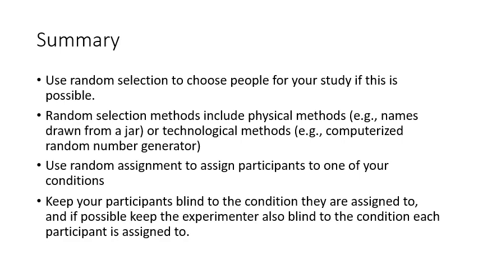So in summary, use random selection to choose people for your study if possible. If not, make sure to define how you're selecting your sample. We talked about random selection methods: physical methods like names drawn from a jar, or technological methods using a computerized random number generator. Use random assignment in an experiment to assign participants to one of your conditions. And lastly, keep your participants blind to the condition they are assigned to, and if possible, keep the experimenter also blind to the condition each participant is assigned to.